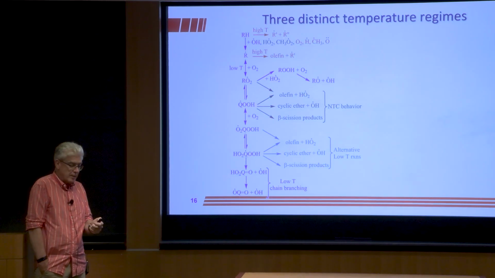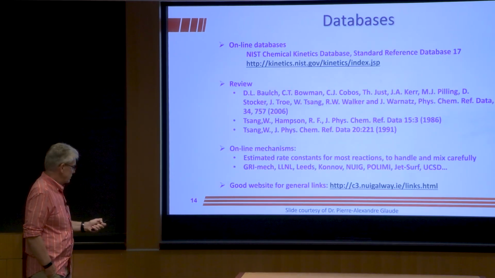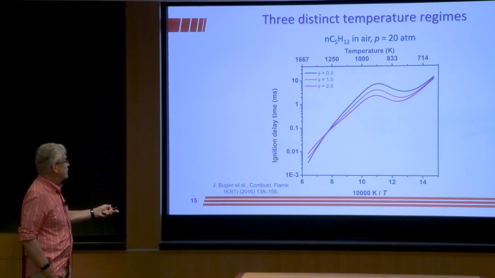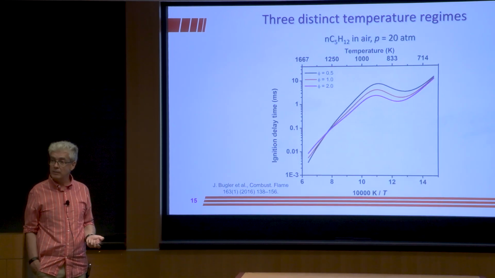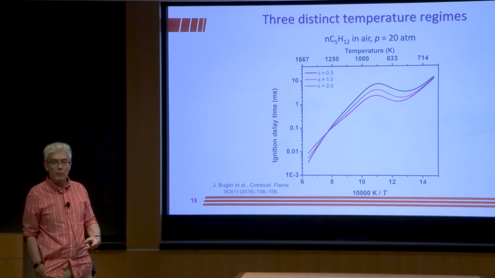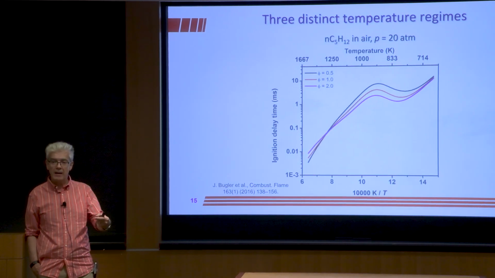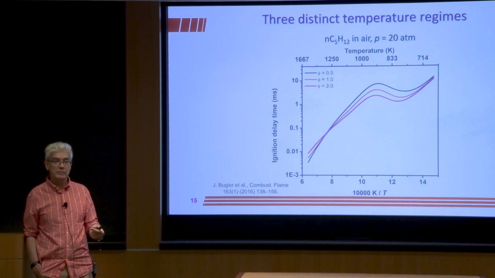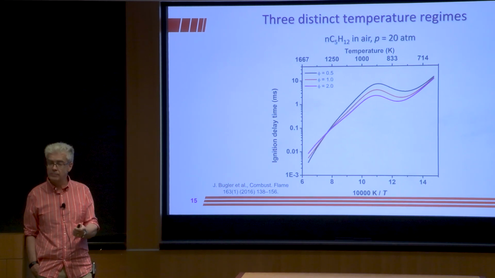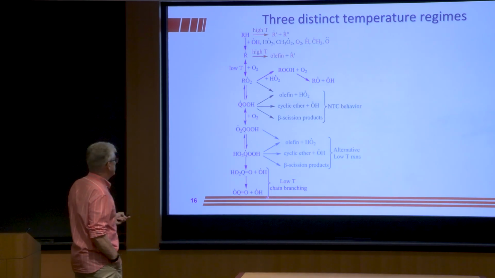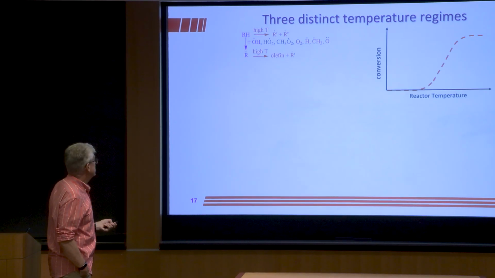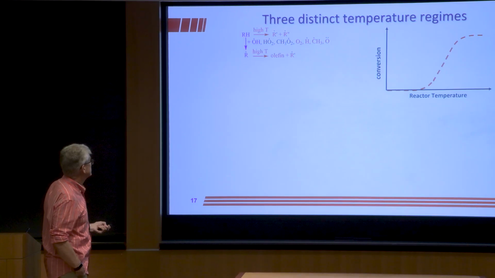So that explains immediately, if I go back, why rich mixtures are faster than lean mixtures at low temperature. The richer you are, the more RH you have, the more R you have, the more branching you're going to have. So that gives one answer straight away. At intermediate, okay, that's probably good enough for now.